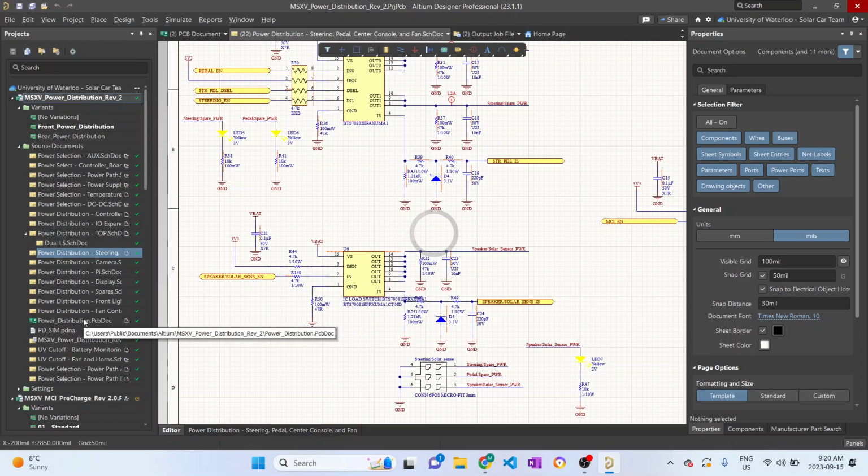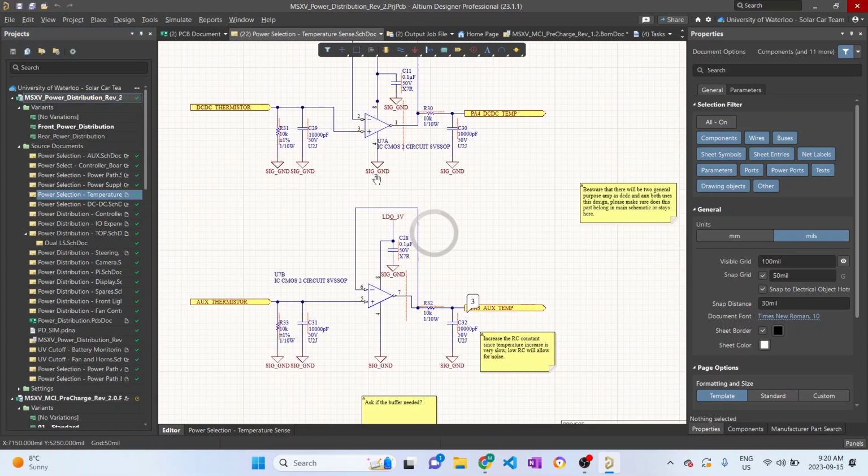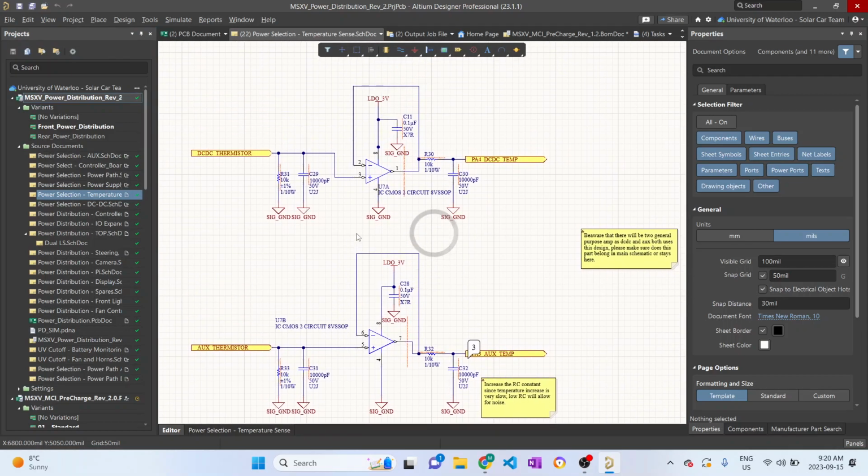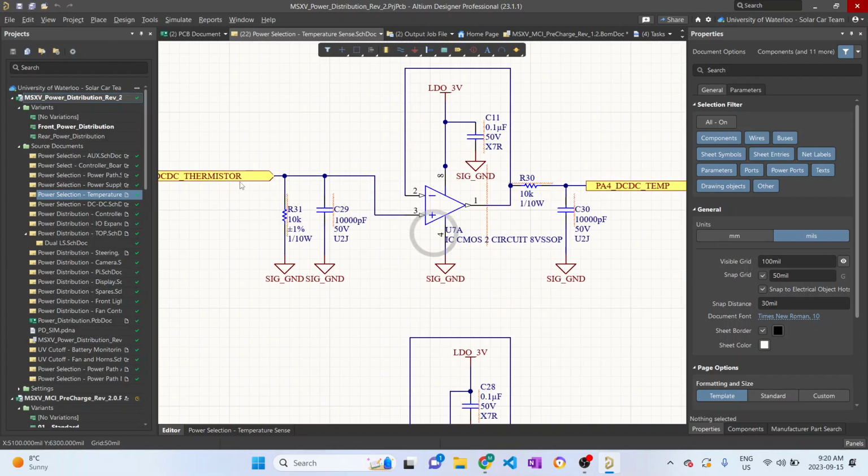The last thing I wanted to show you was, oh, we also have temperature and current sense for a couple things. But again, this one is connected wrong. For example, the thermistor should have been connected between the inverting and non-inverting input of the op amp.